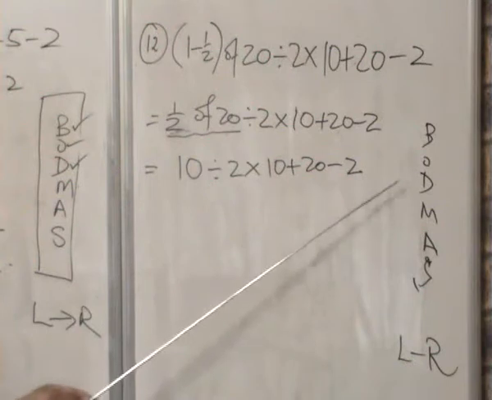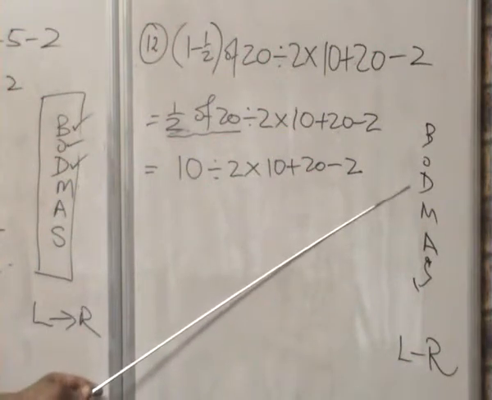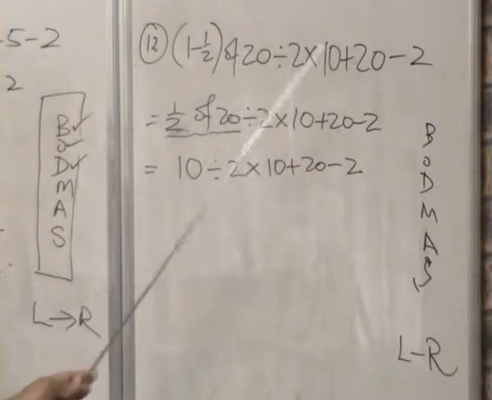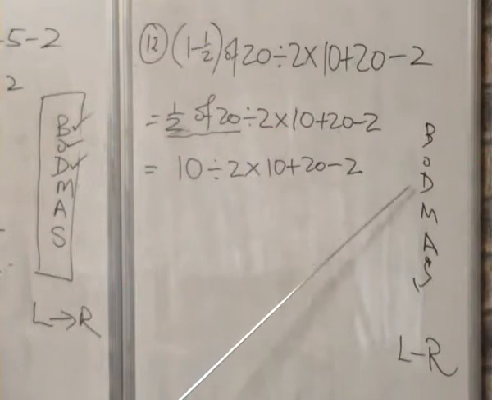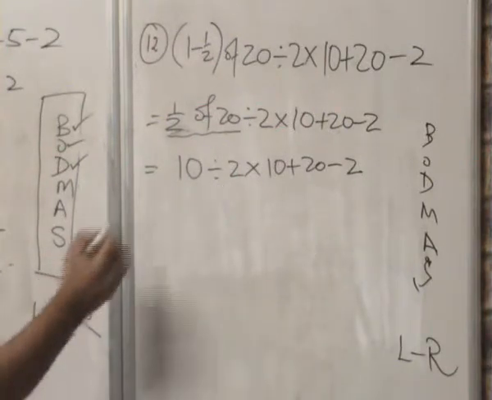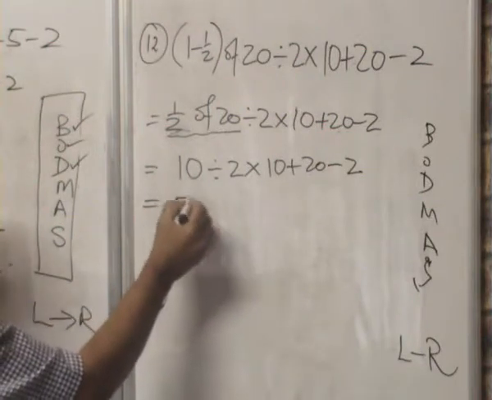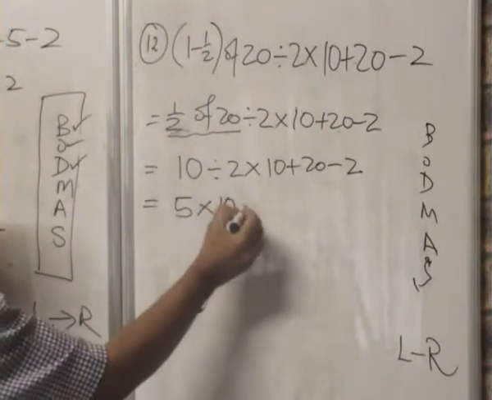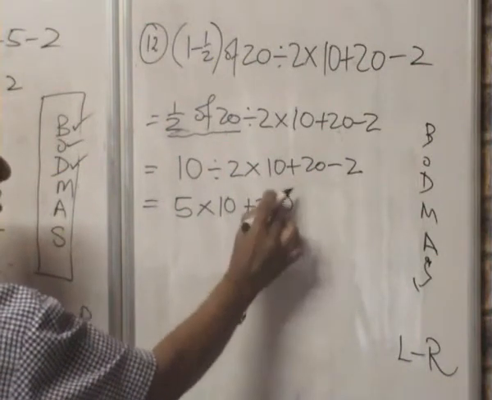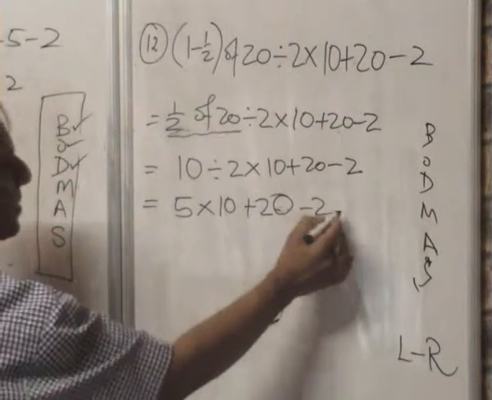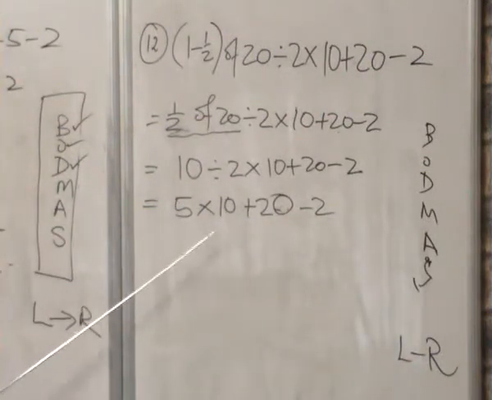Now, back to the rule of BODMAS again. You're applying the same rule many times on the same example. You're looking at this and you're asking yourself, any brackets? No. Any "of"? No. Any division? Yes. So we have to do the division now. 10 divided by 2 gives you 5 times 10 plus 20 minus 2. Now you are at this step.